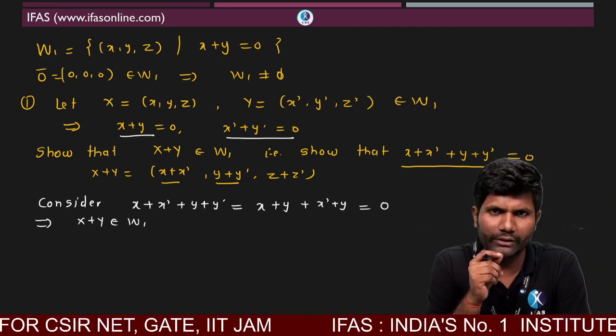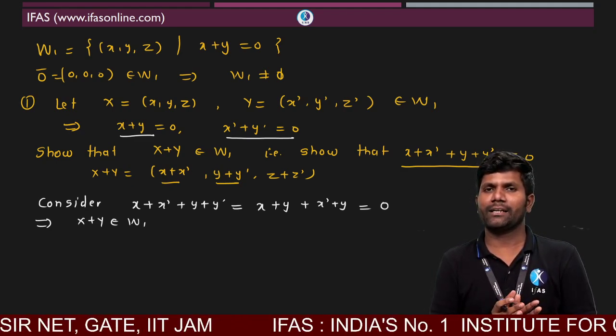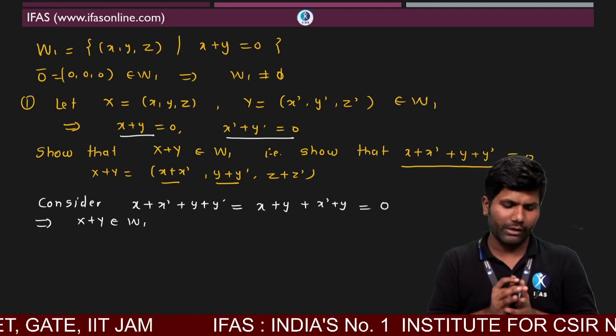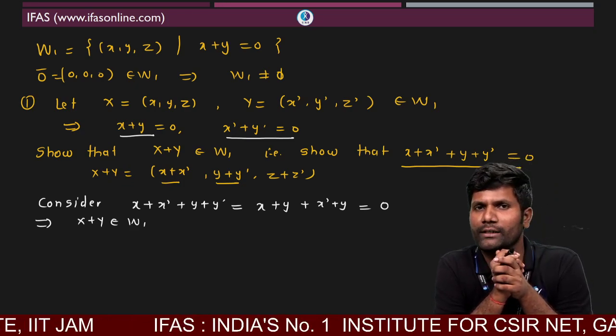Now we check the second condition, that is scalar multiplication. Here we have shown that W1 is closed under vector addition.